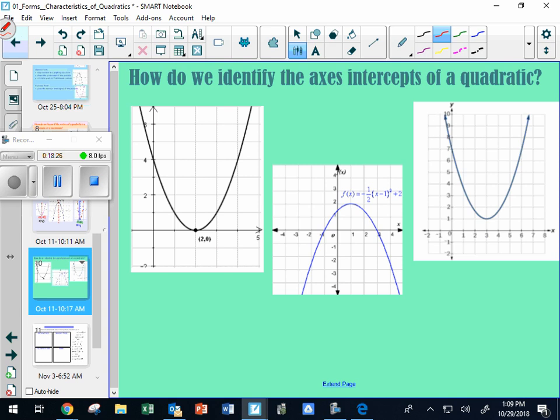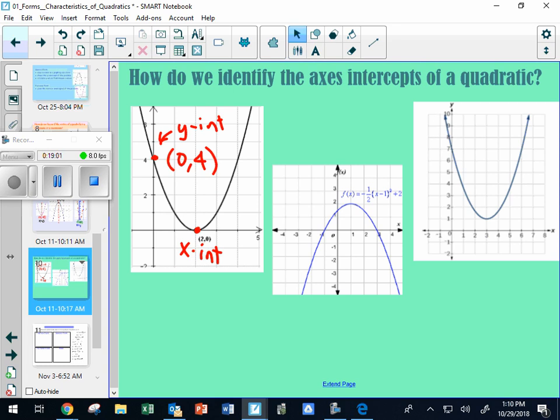2, 0. So for our x-intercept, we have 2, 0, right? Which is just right there. What about a y-intercept? What do we have for that? 0, 4. Good fix. So this one right here is our x-intercept, and this one right here is our y-intercept. But didn't we always have 2 x-intercepts? Is it okay that we have 1 intercept? It's okay. Yep.